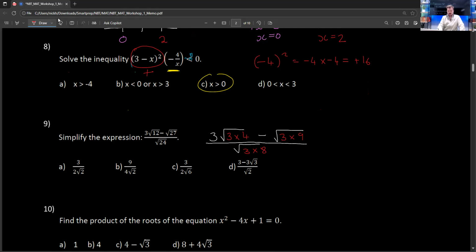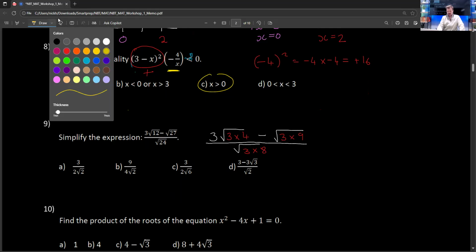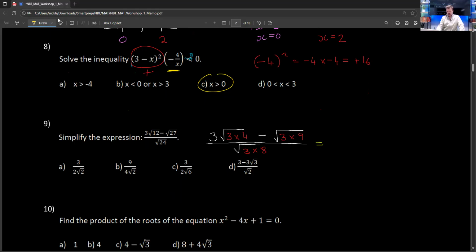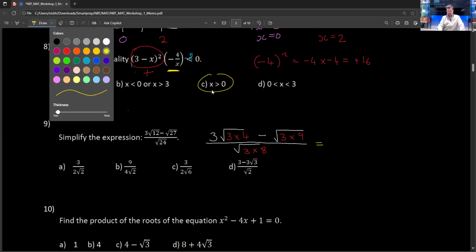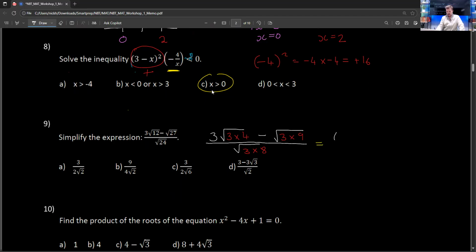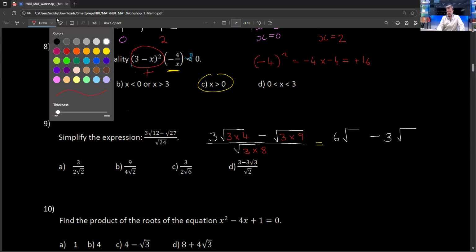And so what we end up getting then is the 4 simplifies to 2. And so we end up getting 3 times 2, which is 6. Then we keep the root 3. And then the perfect square, 9 square rooted is 3. And so it'll be 3 root 3.